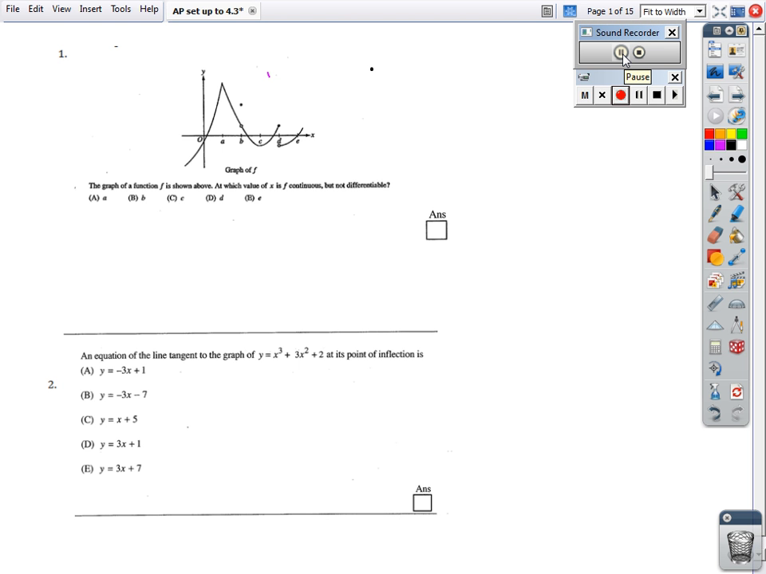Okay, this is AP set up to 4.3. This first video we're going to do numbers 1 through 6. Some of the easier ones I'm going to go through a little bit quicker than the other ones.